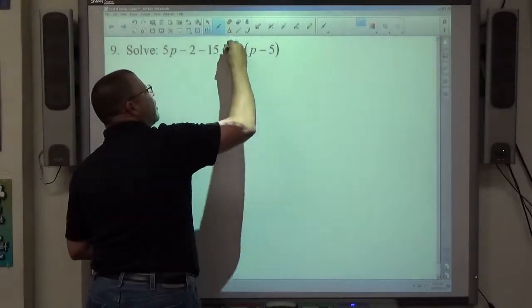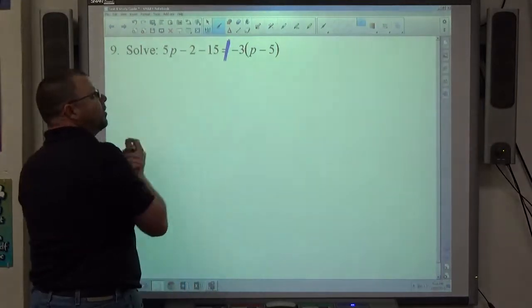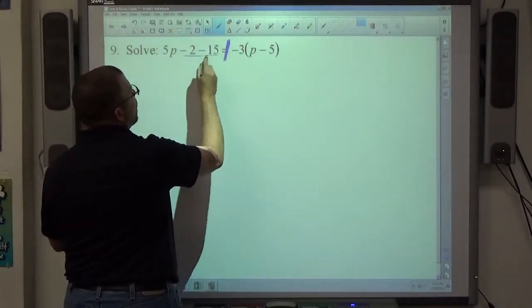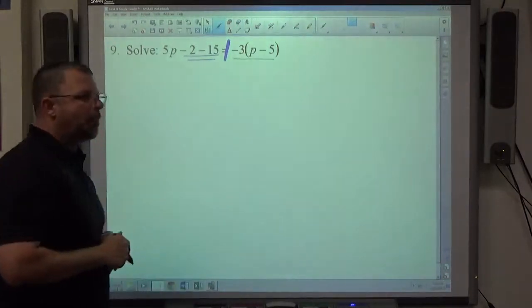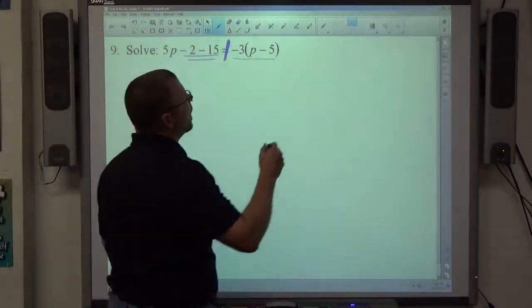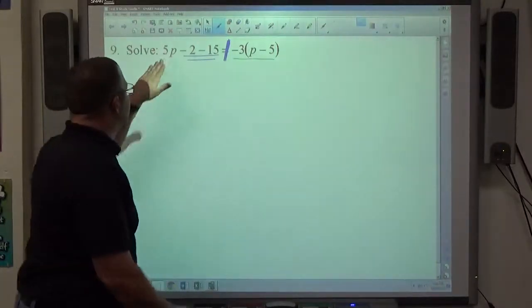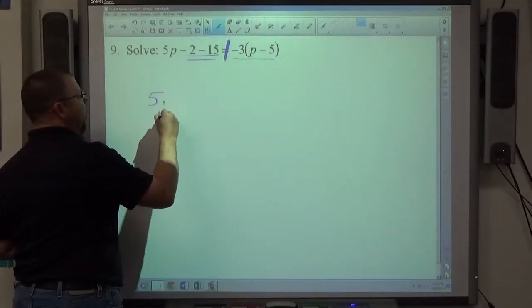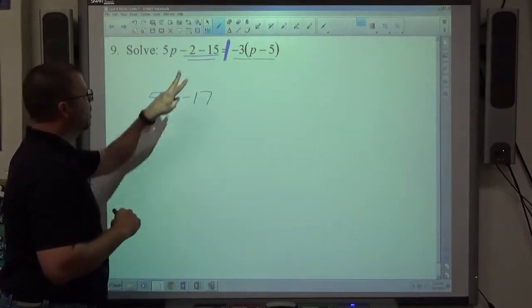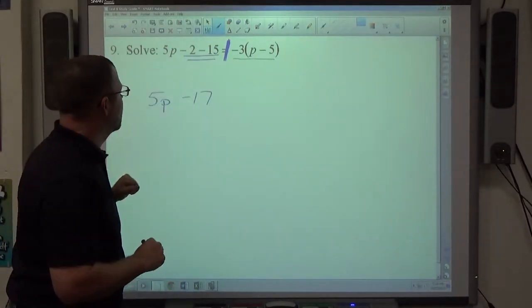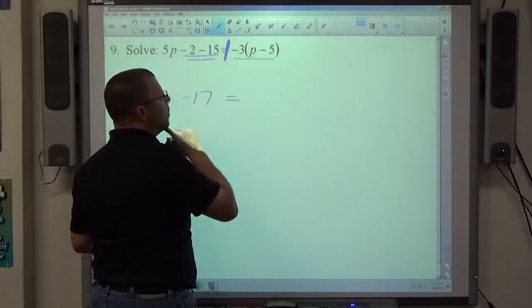Here's my equal sign. There's the separation between the 2 sides of the equation. The left-hand side of the equation, I've got some like terms. The right-hand side of the equation, I have a distributive property to deal with. So a couple different kinds of simplification going on here. So 5p is behaving itself. It gets to stay 5p. -2 minus 15 makes -17. The signs are the same, so I added. 15 is bigger, so it's negative. Put the equal sign right where it belongs.